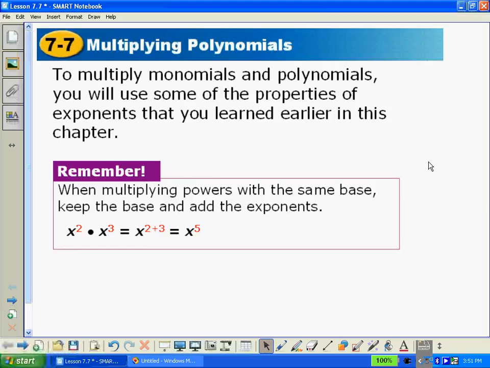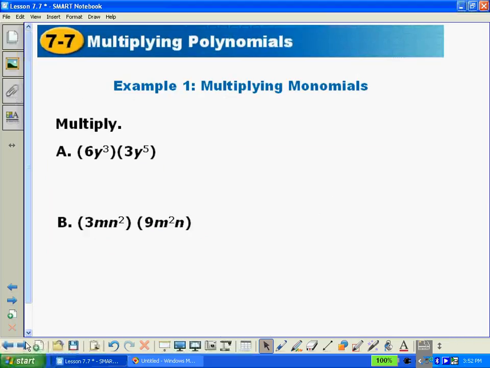any polynomial. So to multiply monomials and polynomials, you're going to use some of the properties of exponents that you learned early in this chapter. So remember, when you're multiplying powers that have the same base, you keep the base and you add the exponents. So when you're adding or subtracting polynomials, you do not change the exponents, but when you're multiplying, you do change the exponents. So let's start off with multiplying monomials.